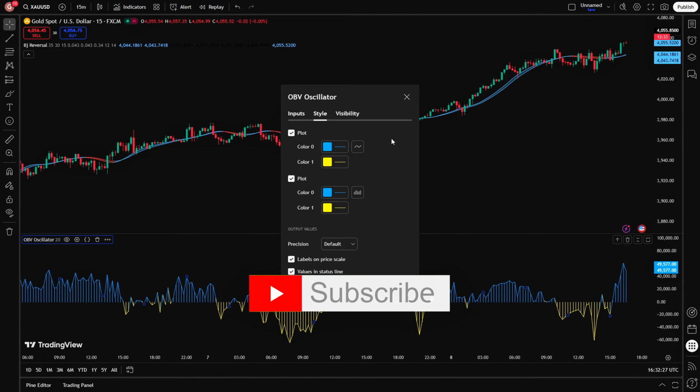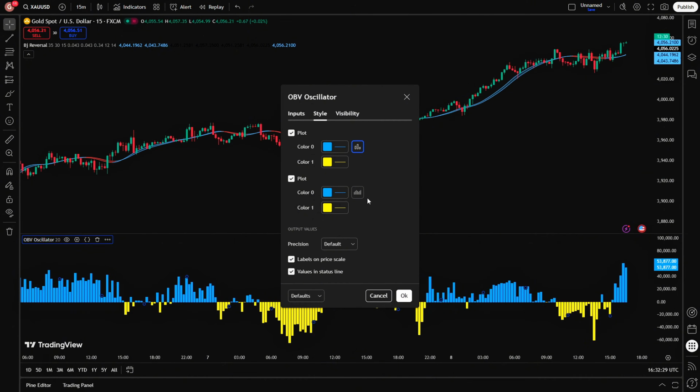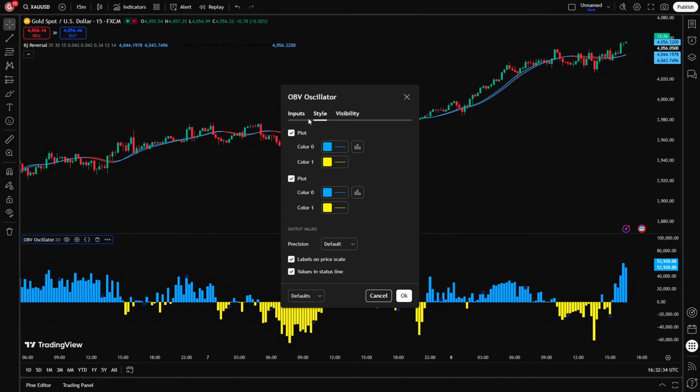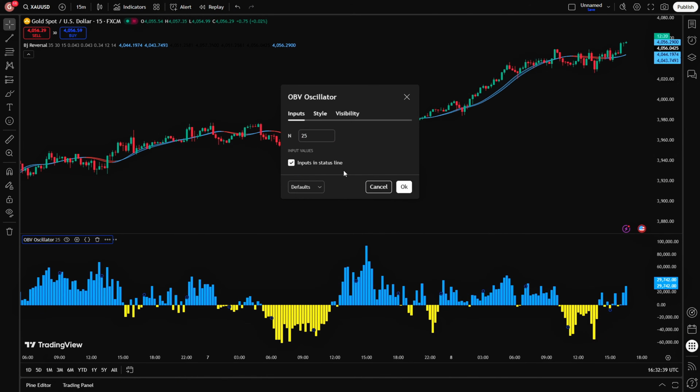Move over to the Style tab. Hide any unnecessary visuals such as background lines or labels to keep the chart clean. Keep only the colored histogram visible. This is where all the important information comes from.